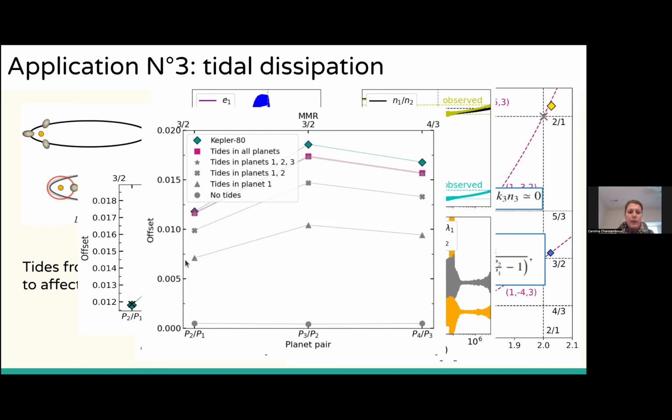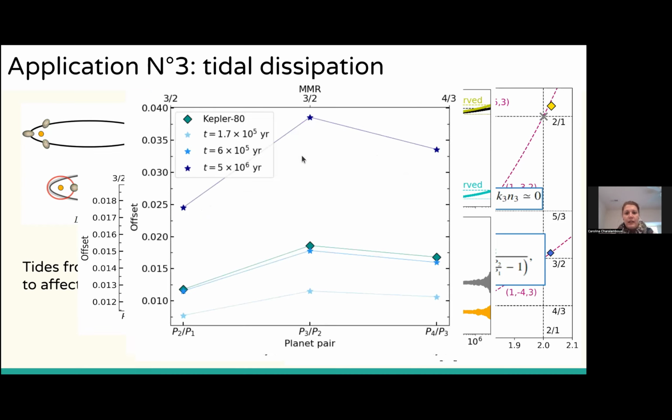So what we did was we applied tides to only one planet in the system, and we get this curve here. We apply tides to the first two planets, and we get this curve here. And if we do that for all the planets, we see that the observation is matched much better when we apply tides to all the planets. And in fact, once we do that and let the system evolve in time, the system will continue to increase the offset, but following this same trend.